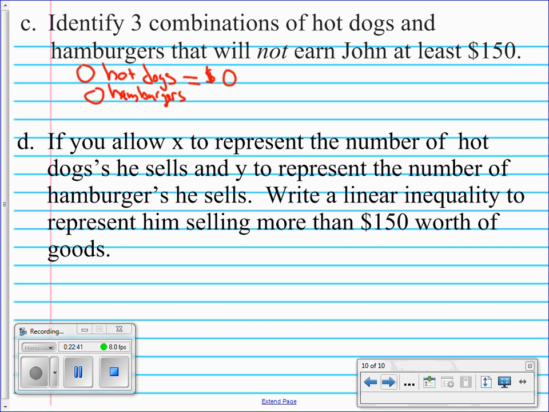Second easy option would be if he sold 1 hot dog and 1 hamburger. 1 hot dog is going to get him $1.50. 1 hamburger is going to get him $2. And $1.50 plus $2 is only $3.50, which is not $150.